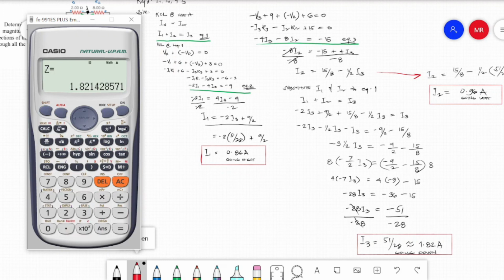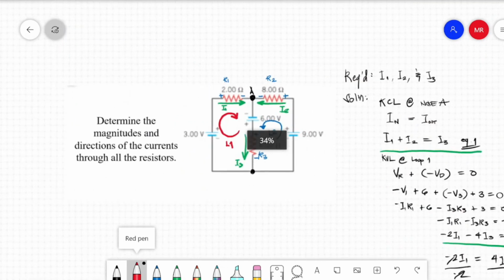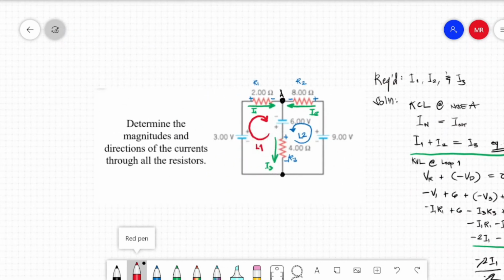I1 is 0.86 amperes going right. I2 is 0.96 amperes going left. And I3 is 1.82 amperes going down. So that's our assumption on our given circuit.